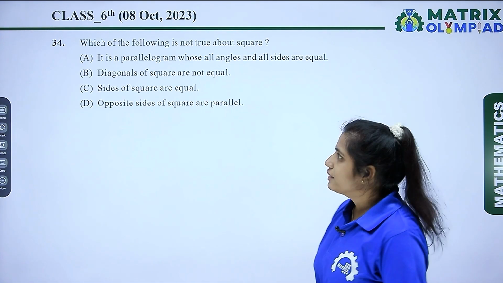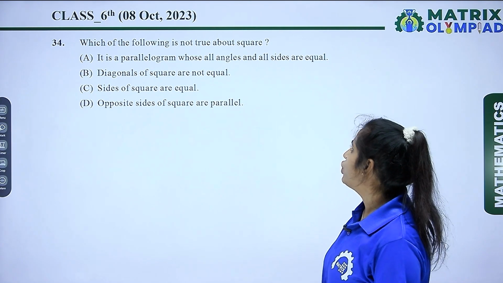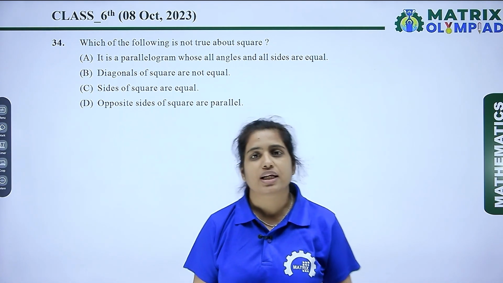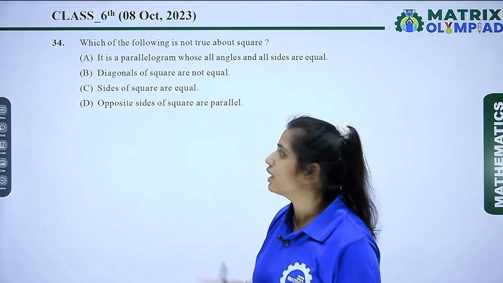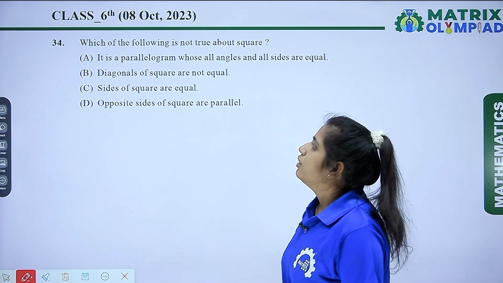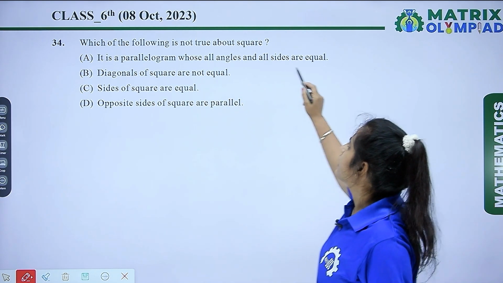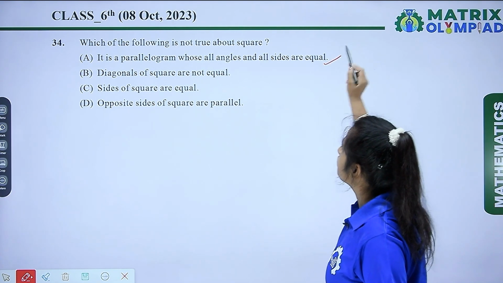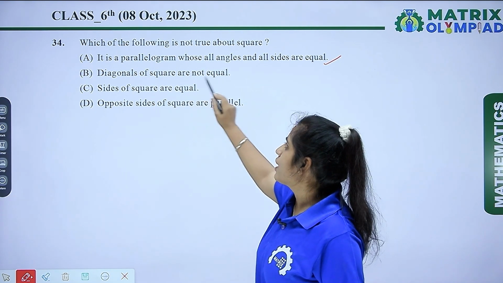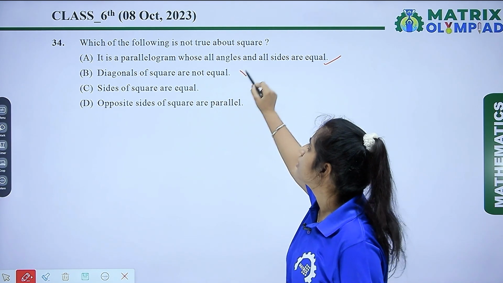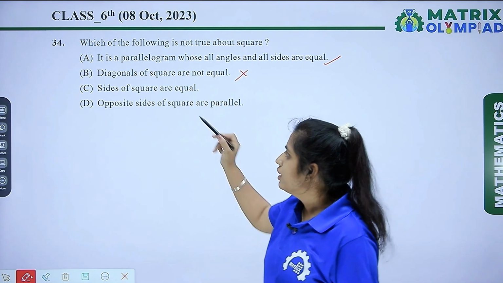The next question is question number 34. Which of the following is not true about square? Square के बारे में आपको बताना है कि कौन सी वाली property square की यहाँ पर true नहीं है. So A part is it is a parallelogram whose all angles and all sides are equal. ये true है. Diagonals of square are not equal. Diagonal square के equal नहीं होते, तो this is not true.